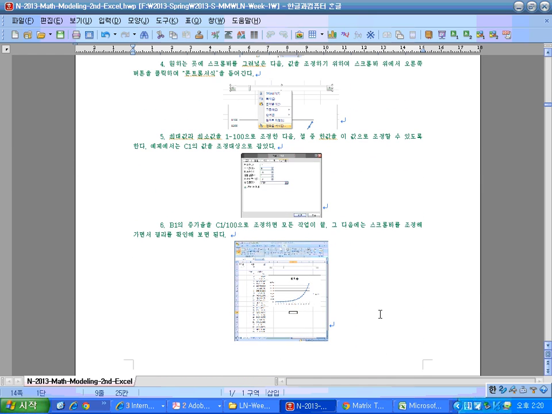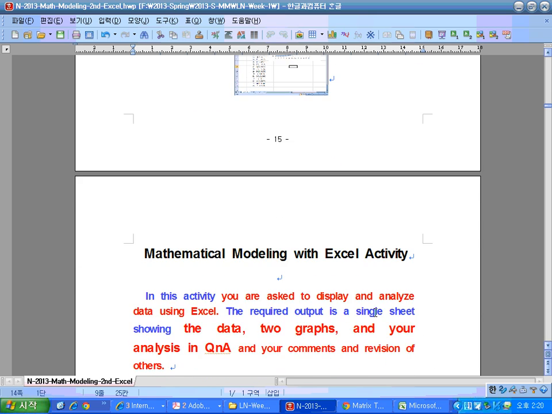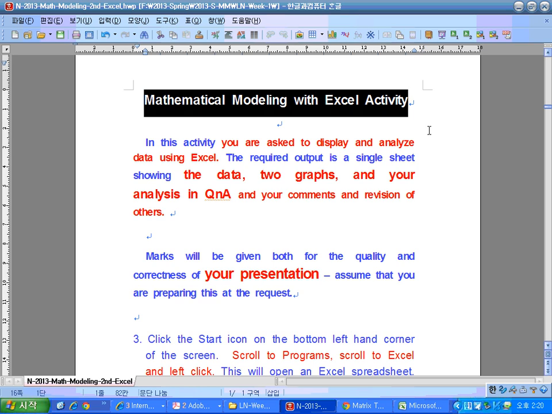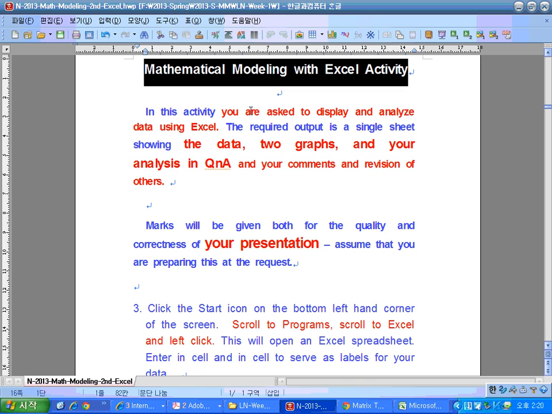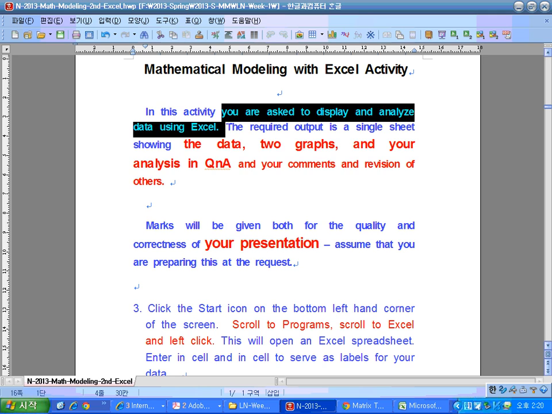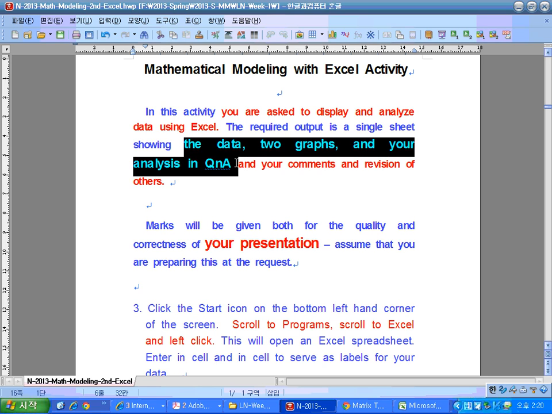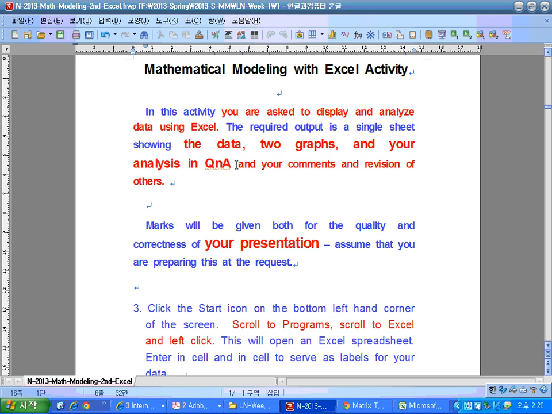These are the tools and the standard techniques that we need to keep in this process. You are asked to display and analyze the data using Excel or Sage. The data, graphs and your analysis had better be shared in BBS Q&A, and then you may add your comment, or you can revise the ones that you can find in Q&A.